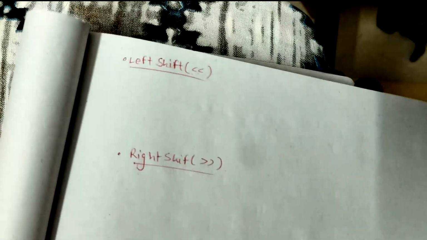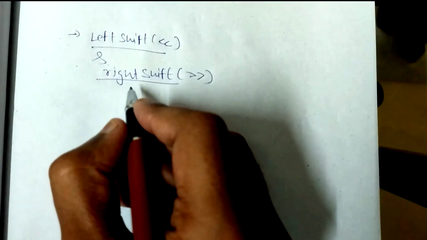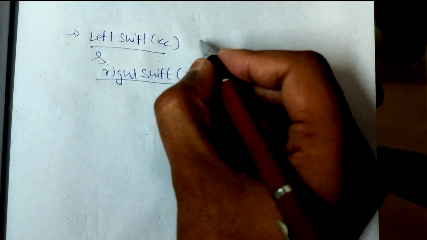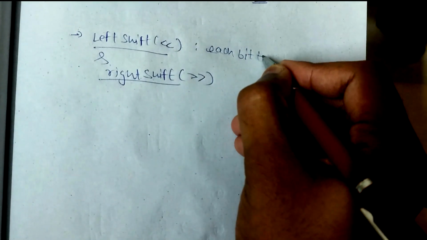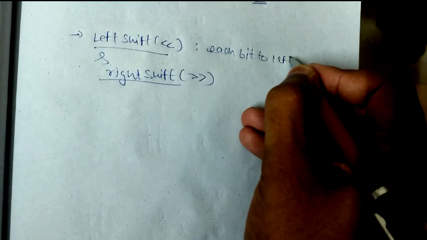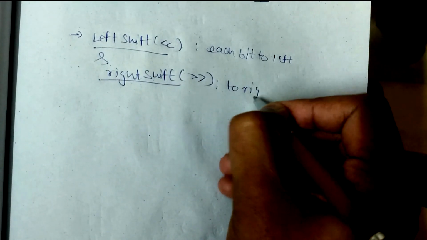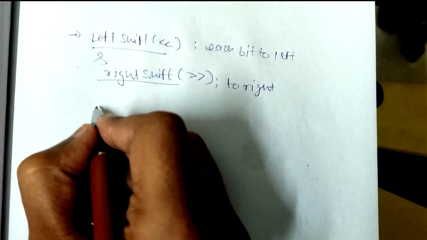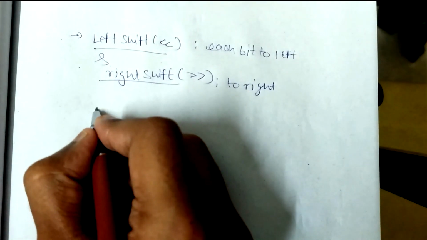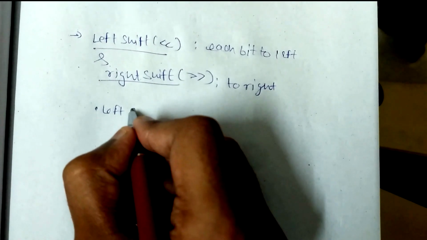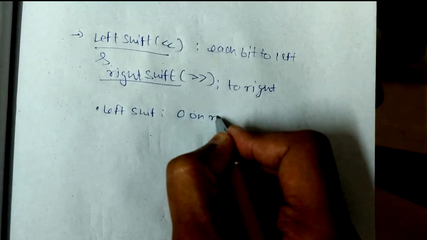Let's look at 2 more bitwise operators. Now the left shift operator shifts each bit to the left, and this one shifts to the right. And what happens at the end points? Well, if it's a left shift operator, then we put a 0 on the right side.